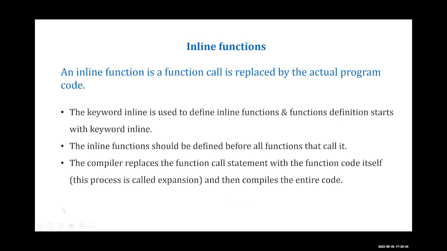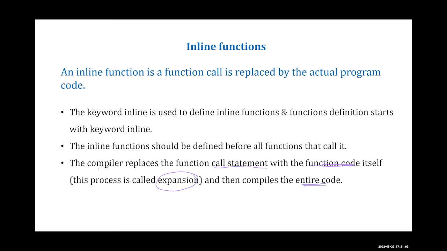The compiler replaces the function call statement with the function code itself. This process is called expansion. So whenever you get a question saying what is expansion, you should understand that expansion is nothing but when the call statement is replaced with the function code itself. Okay, that is called expansion, and then the compiler compiles the entire code.